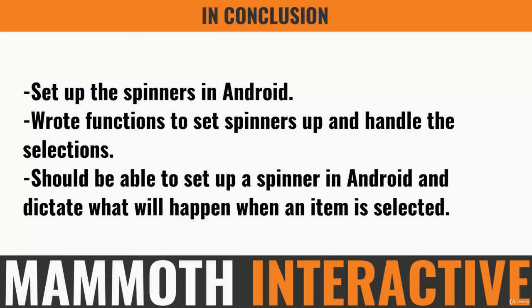In this part of the tutorial, we set up the spinners in Android. So this involved 4 functions total. There were 2 functions to set the spinners up, so 1 each, and there were 2 functions to handle the selections. And again, there was 1 each, so 1 to set up the spinner and 1 to handle the spinner selection, and we did 1 for each of the 2 spinners. So by now you should be able to set up a spinner successfully in Android, and that involves populating it with the list, as well as implementing the handlers, and dictating what will happen when an item is selected.